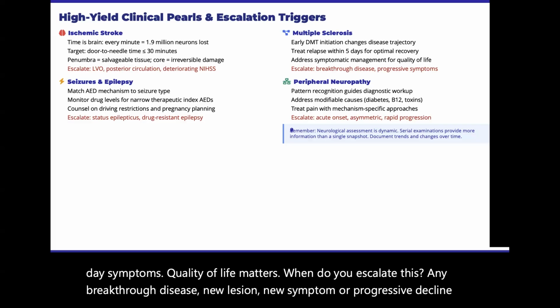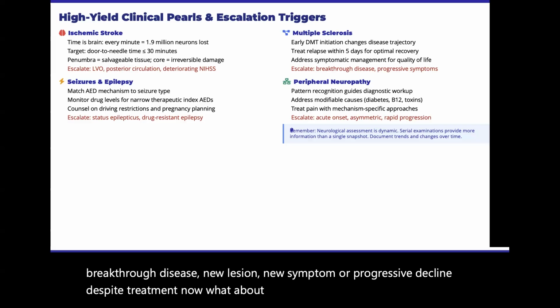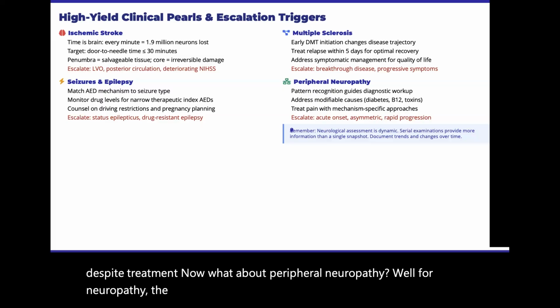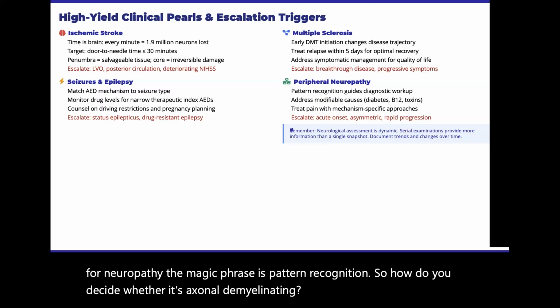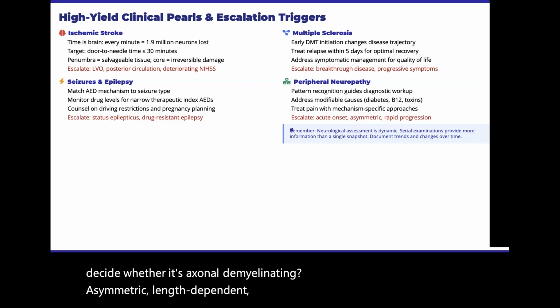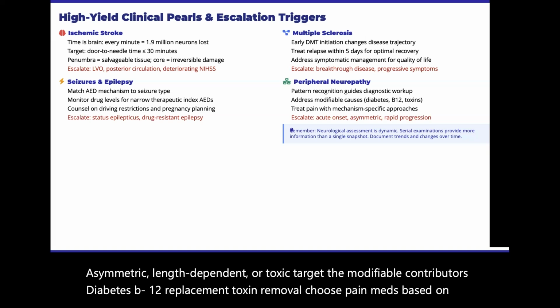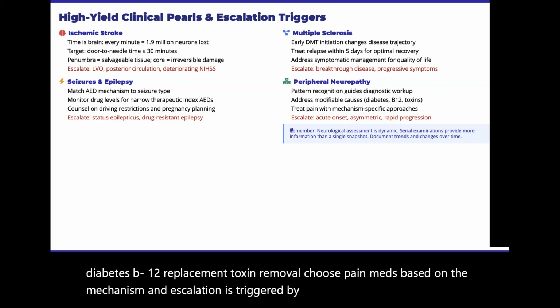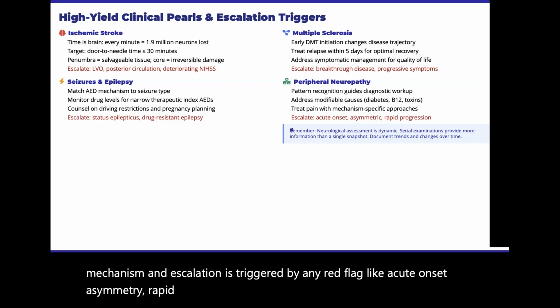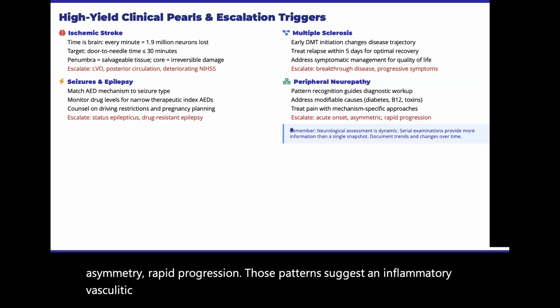Now, what about peripheral neuropathy? Well, for neuropathy, the magic phrase is pattern recognition. So how do you decide whether it's axonal, demyelinating, asymmetric, length-dependent, or toxic? Target the modifiable contributors: diabetes, B12 replacement, toxin removal. Choose pain meds based on the mechanism, and escalation is triggered by any red flag, like acute onset, asymmetry, rapid progression. Those patterns suggest an inflammatory or vasculitic neuropathy. This is not routine diabetic neuropathy.